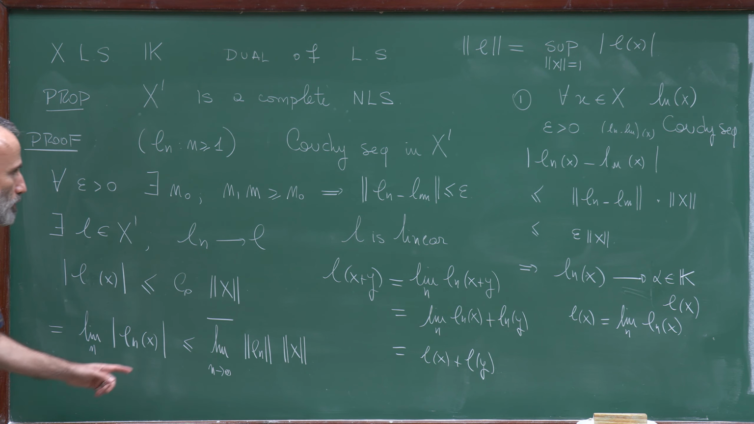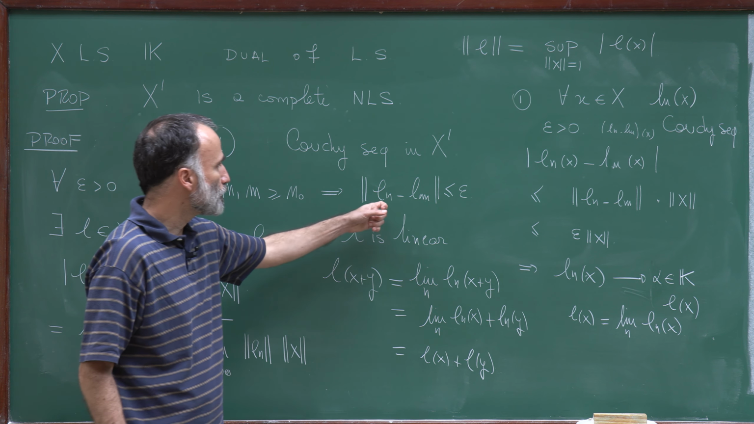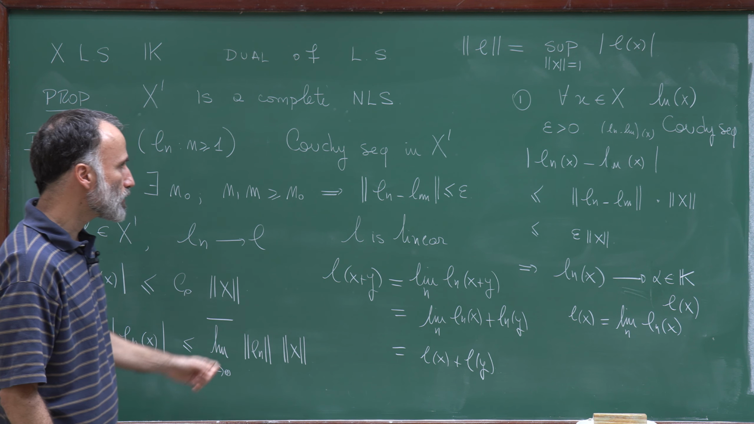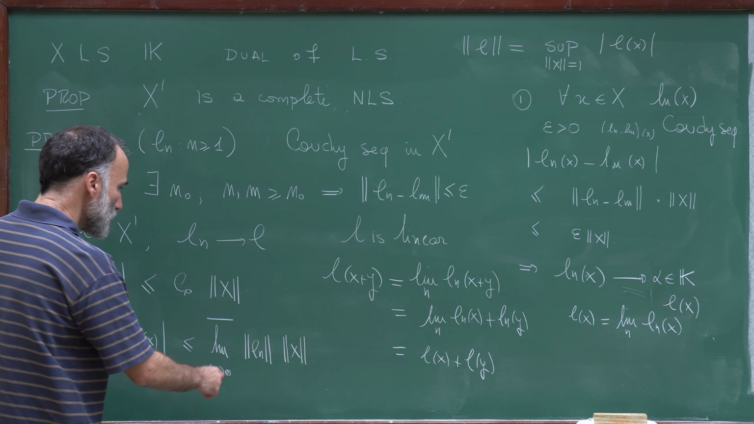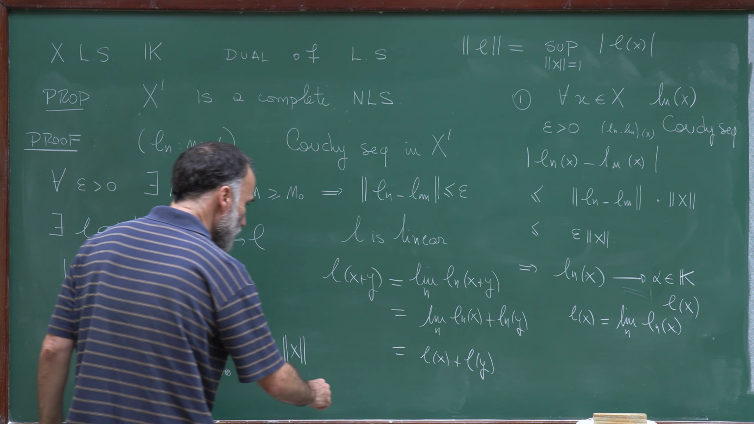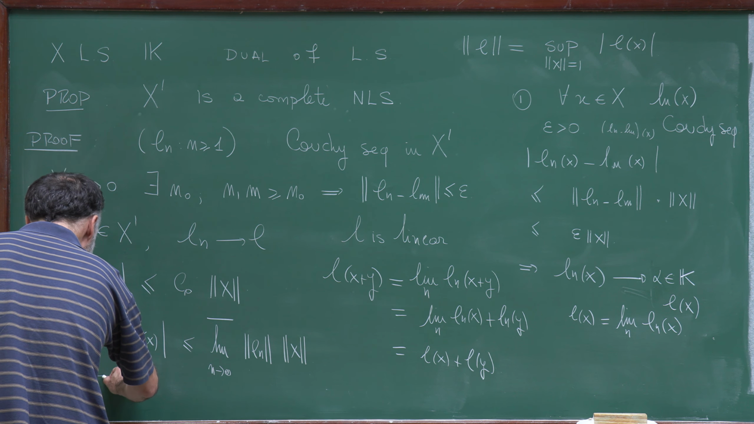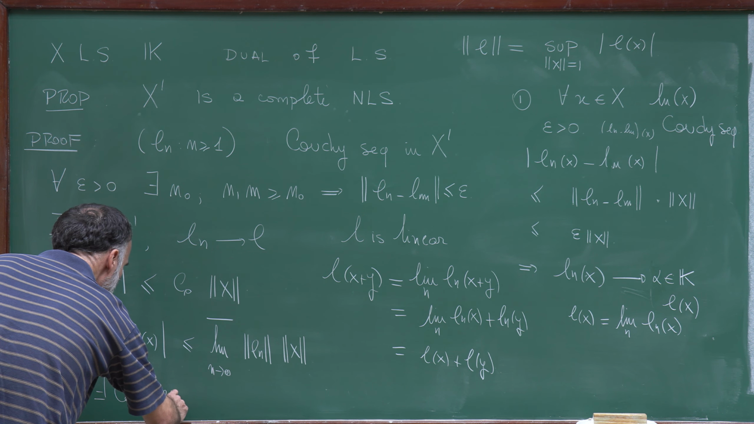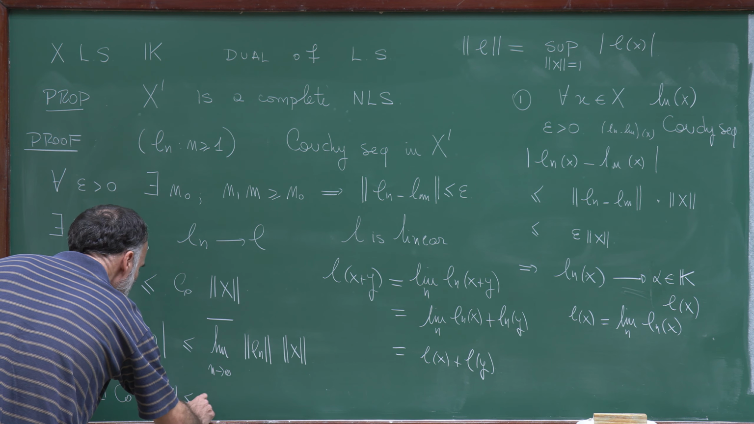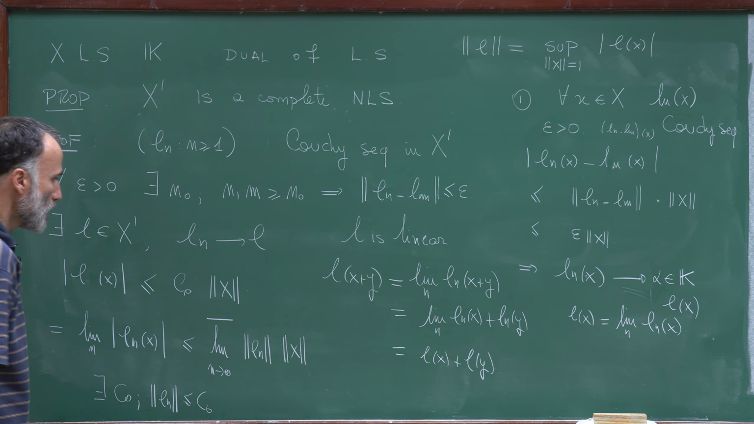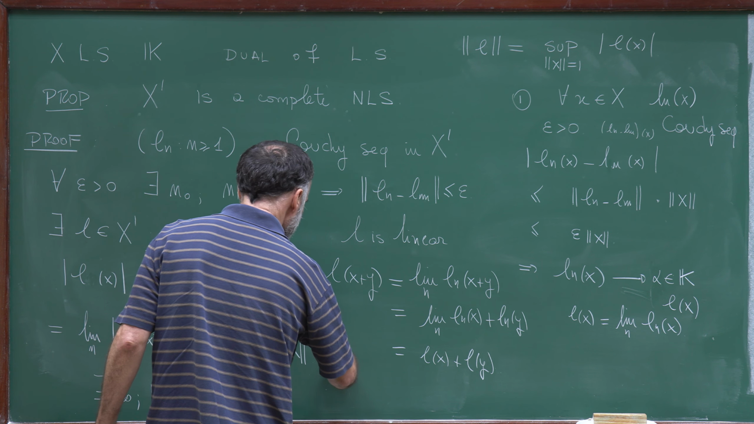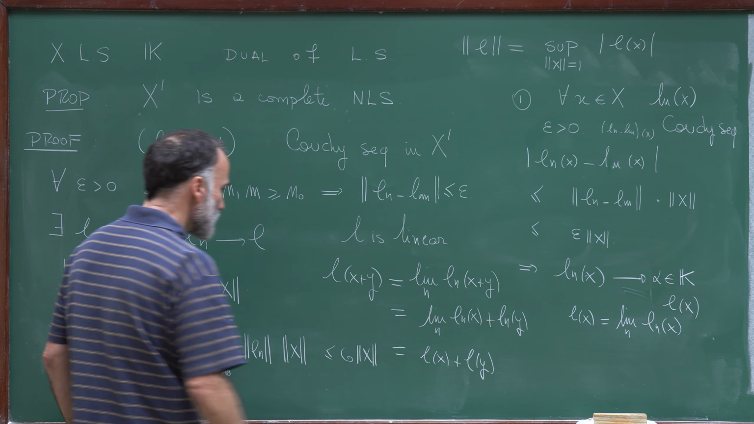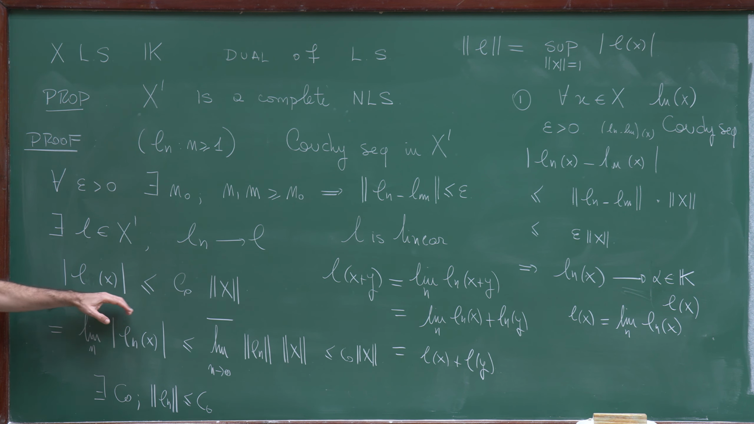And now, if you remember, we have here a sequence which is Cauchy, and I proved that any Cauchy sequence is bounded. So this means that there exists a constant C0 such that the norm of Ln is bounded by C0. And therefore, this is bounded by C0 times the norm of x. And this is exactly what we wanted to prove.